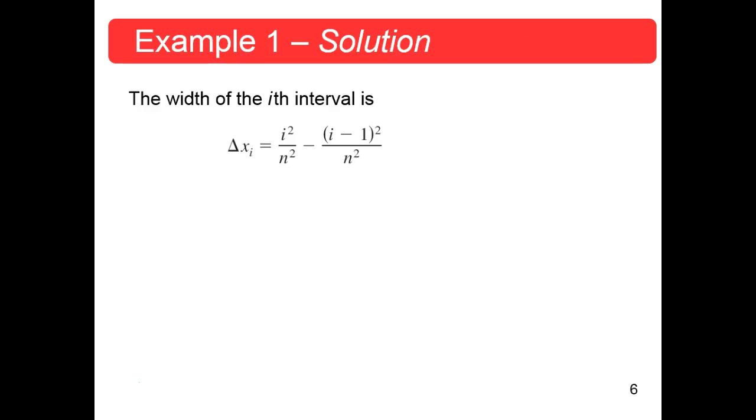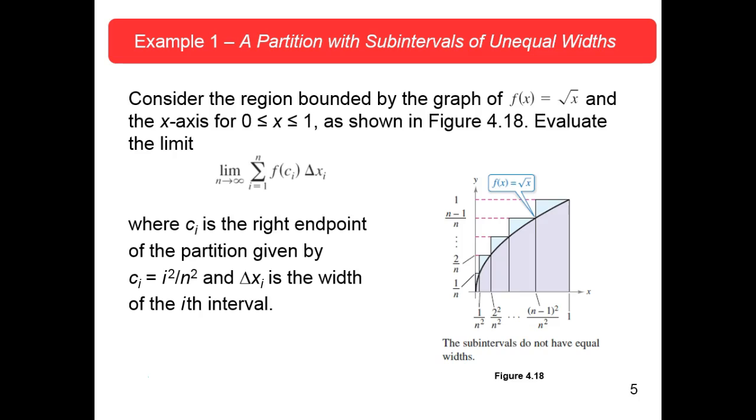So the width of the ith subinterval is... the ith subinterval would be, okay, if this is the beginning, let's go back. Okay, the ith subinterval would be, say, this one right here. Okay? So the width of that will be this value minus this value. That would be the width.